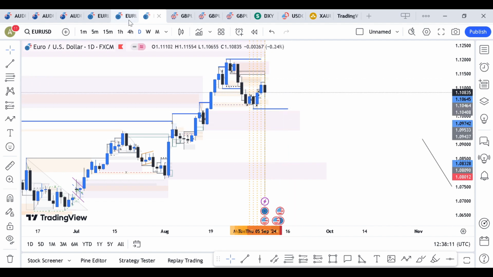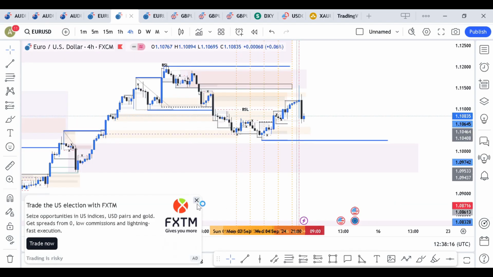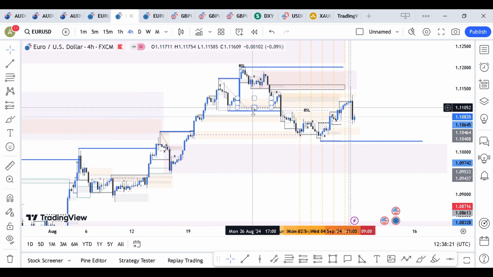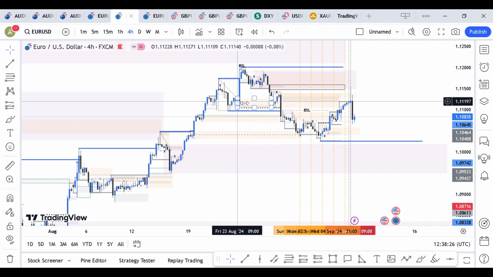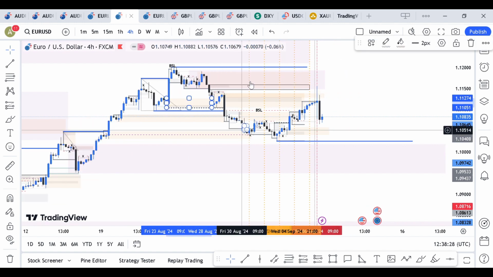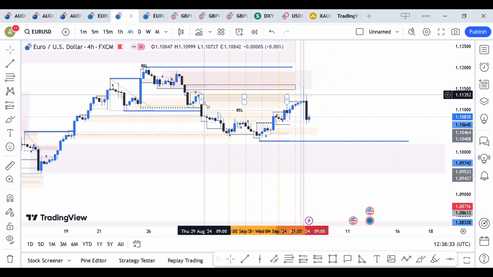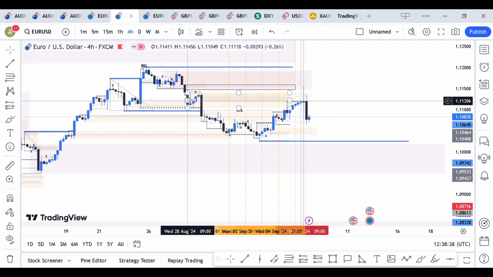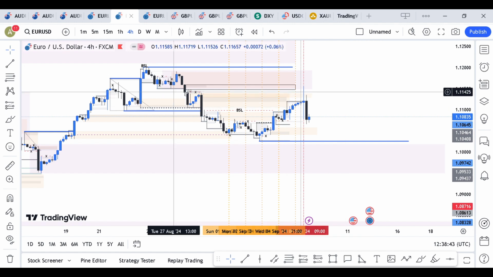So 4 hour, same as the daily, we had a change of character right there, but before this change of character, price reacted off of this demand on the 4 hour, which caused the, what do you call it, the flip zone. That means that when price came down like this, it pulled back up to this area, which mitigated it and actually was planning to take these highs up here, which NFP did.